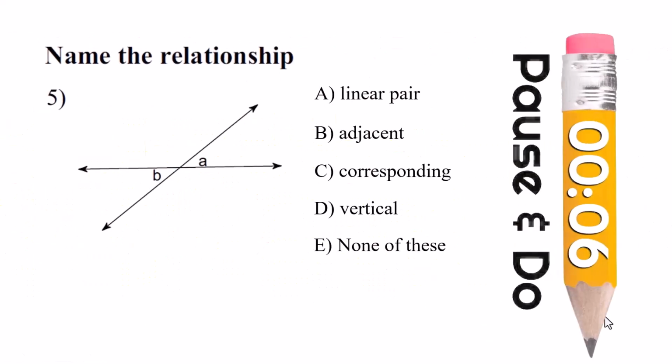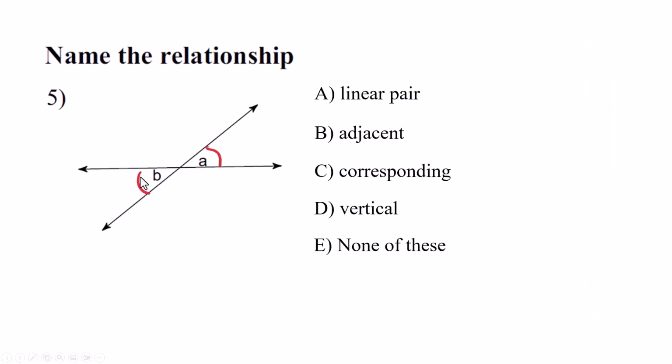All right, try this one. Again, we've got to look at these angles right here. So A and B, are they a linear pair? Well, a linear pair is two angles that are sitting right next to each other, and when you add them up, they make a straight angle, 180. They make a straight line when you add those together. That's not what's going on here. Adjacent just means two angles that are next to each other. They don't have to add up to anything, but these two are not right next to each other at all.